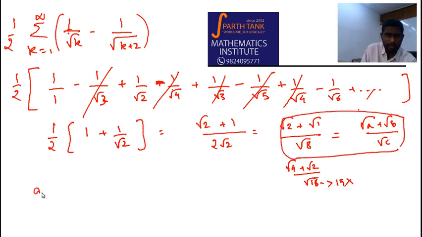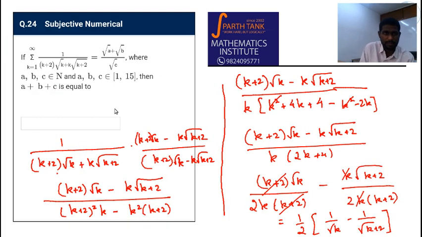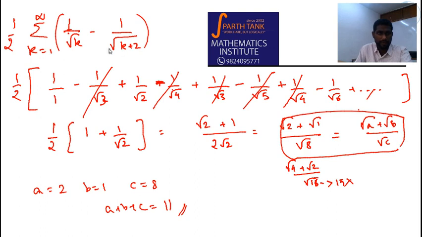And let me take a as 2, b as 1, c as 8. So a plus b plus c is 11. So the answer to this question is 11. Very simple problem. Simplify this, rationalize the denominator, and then you get a fractional form which gets cancelled.